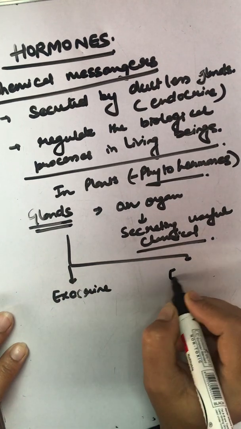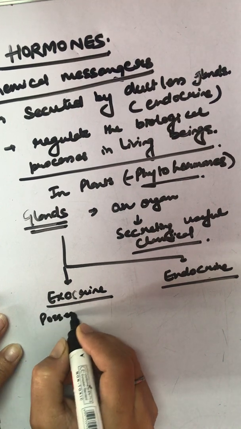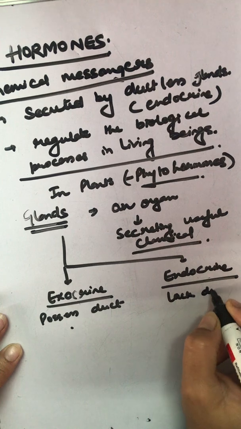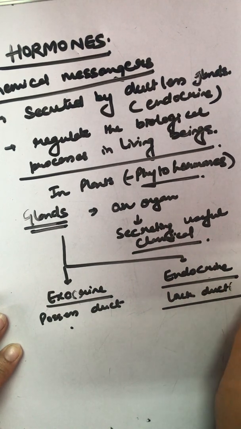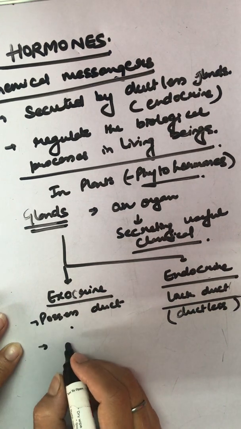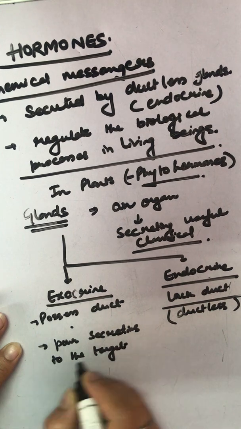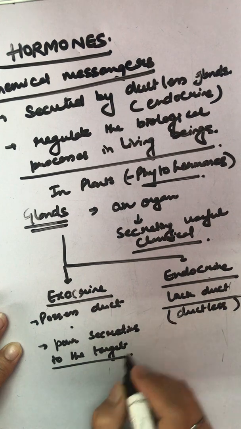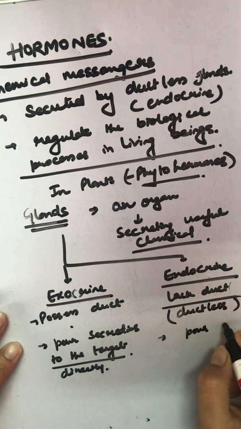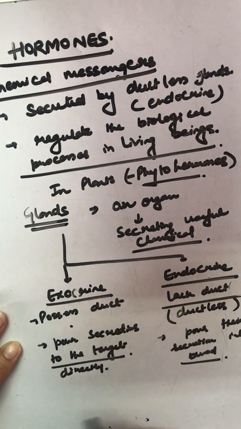Exocrine as well as endocrine glands. As the name suggests, exocrine glands possess a duct, so all their secretions are released out with the help of the duct. Endocrine glands lack a duct, so we call them ductless. These generally pour their secretions to the target directly. What is the target? The target organ where they have to reach and work. These pour their secretions into blood, and blood takes it to the target organ.